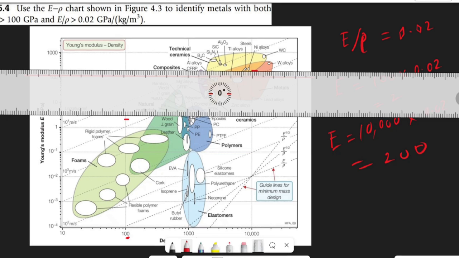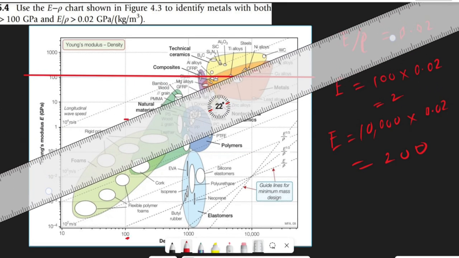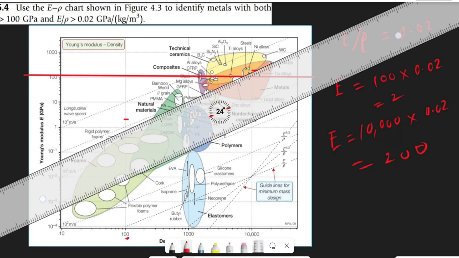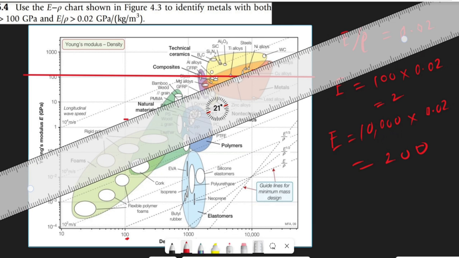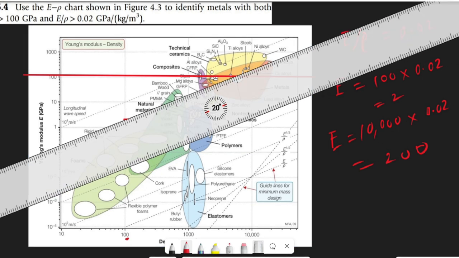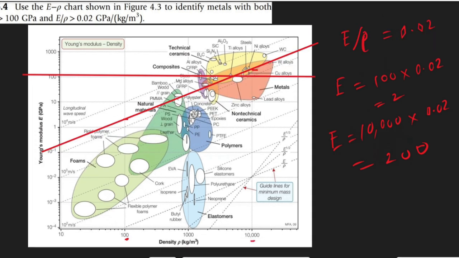So all we have to do now is join the two points to make a slope. So we are joining this point and this point. Now that we have joined it, we'll just draw a line to make the slope. So this is now our relationship.